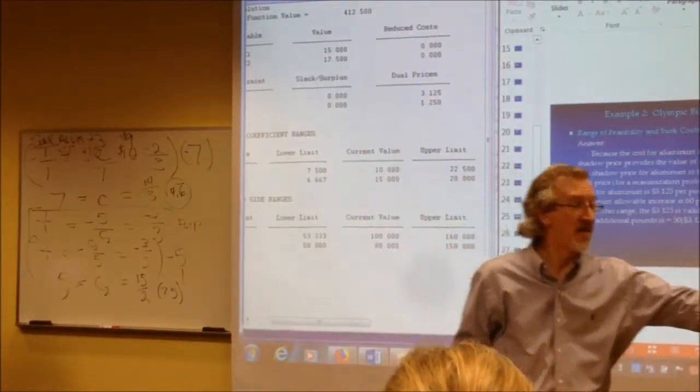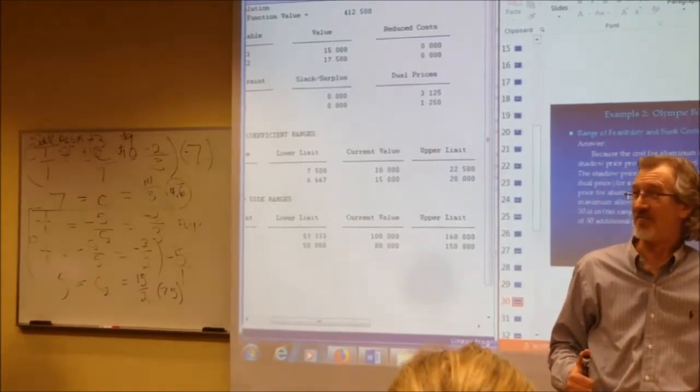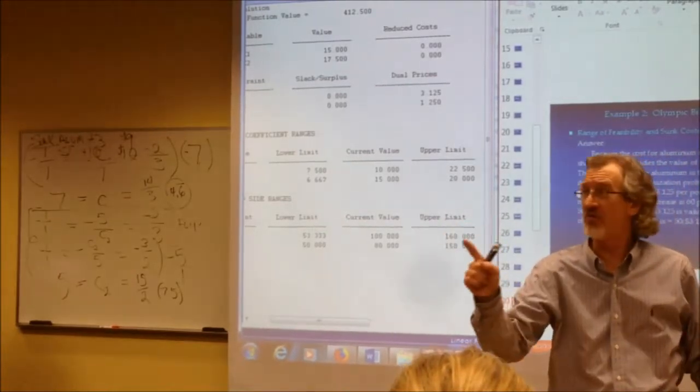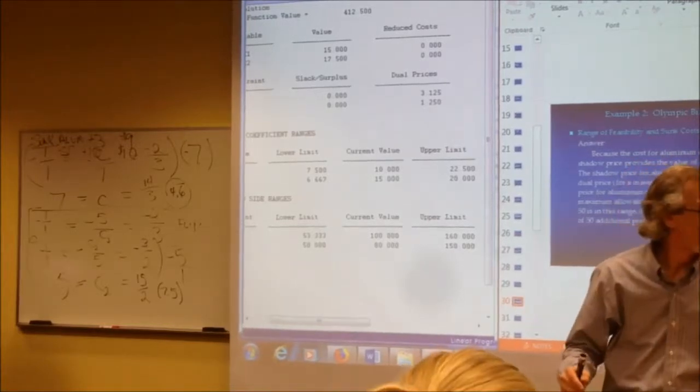Say yes. Why? Wait. What's the first step before we confirm it? Check the upper limits is the first step. They're both being increased. Are they both within their upper limits? Yes. Okay. Step 2 is to do what? Check the dual price. No.